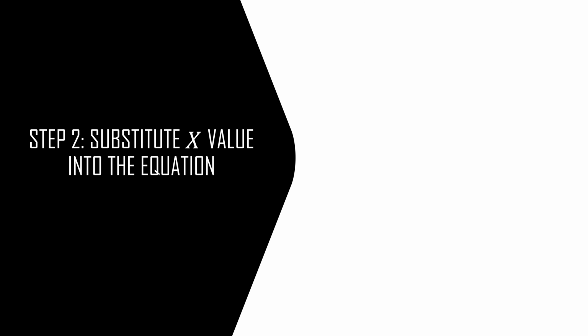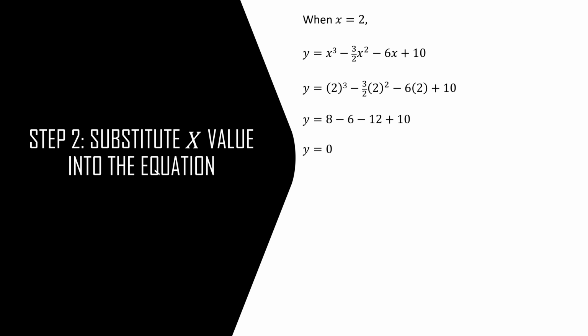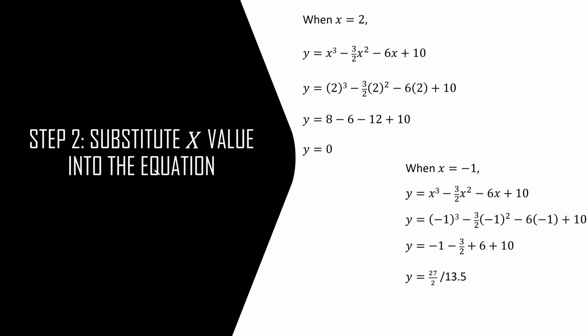The second step of question B is we need to substitute the x values into the equation. Since we get two x values from step 1 for question B, which are x equals 2 and x equals negative 1, we will take the first value, which is x equals 2, and put it into the equation. By calculating the equation with 2 substituted, we will get the value of y, which equals 0. Then we will use the second value of x, which is x equals negative 1, and substitute it into the equation. We will get a value of y equals 27 over 2, or we can even say that as 13.5.